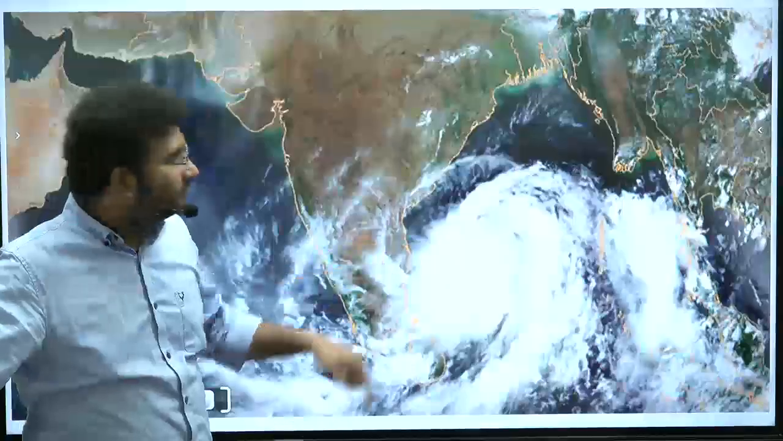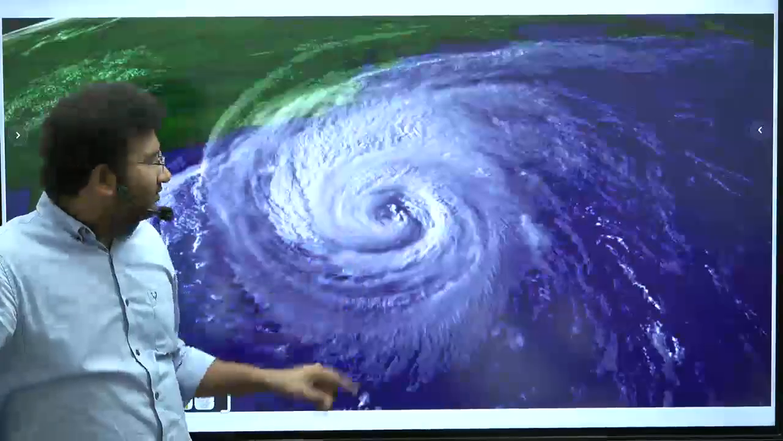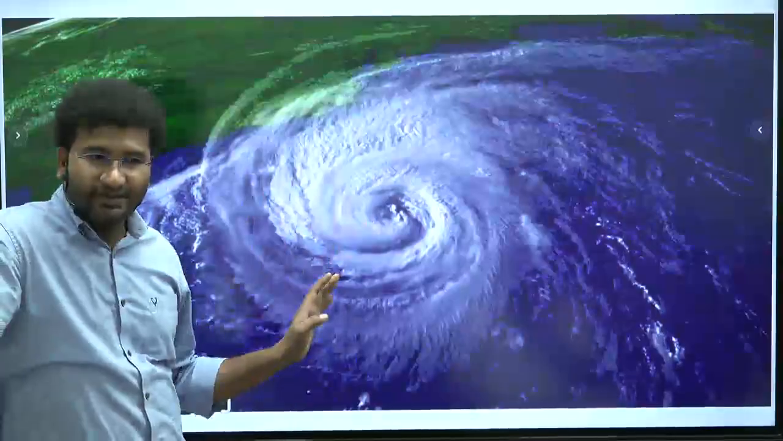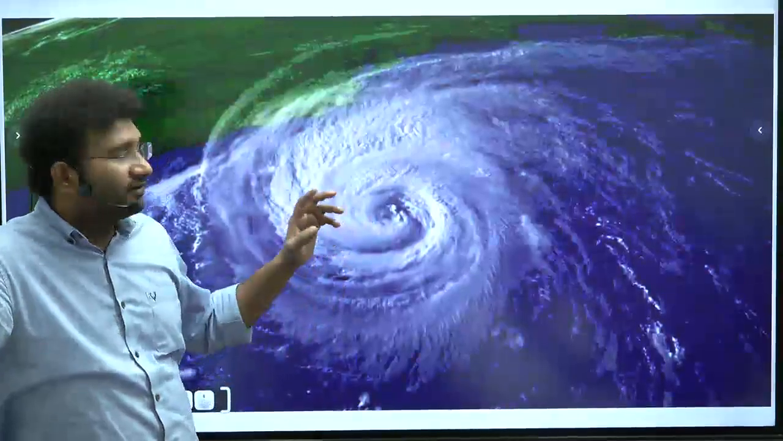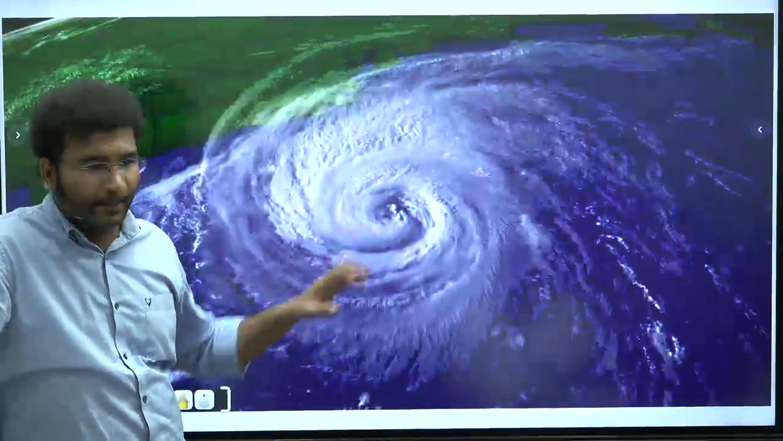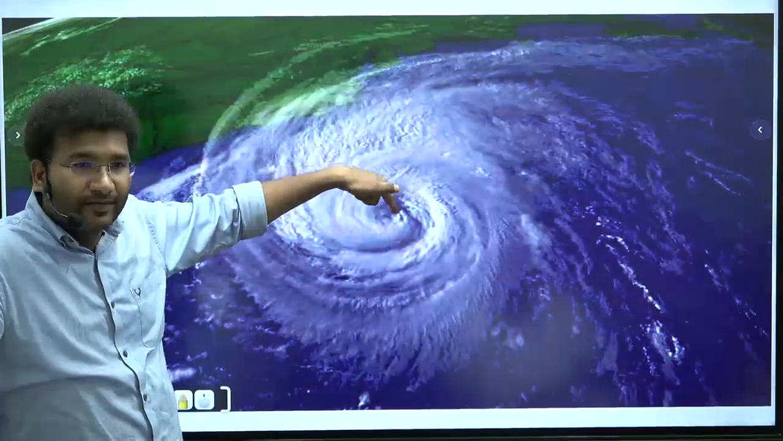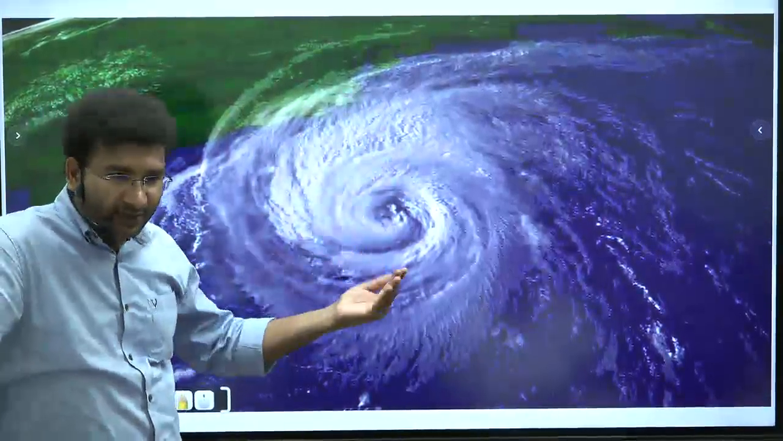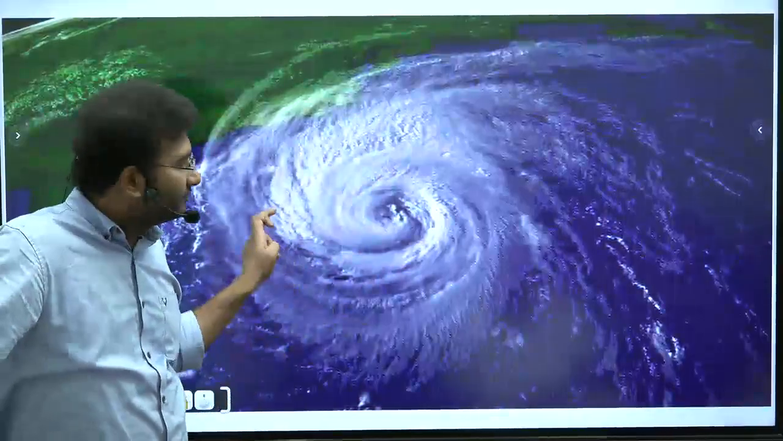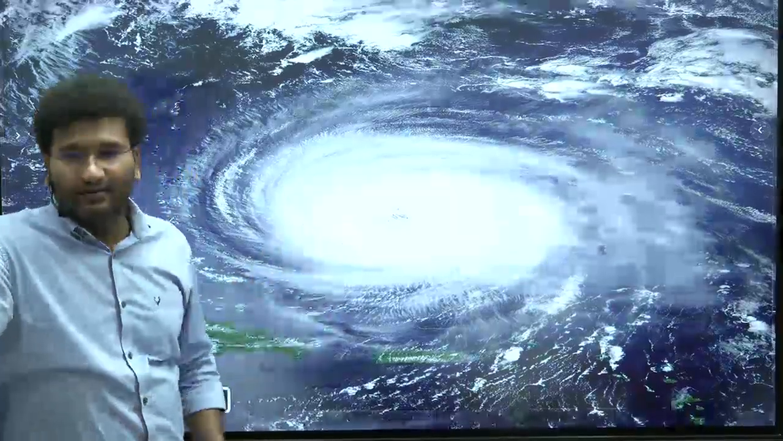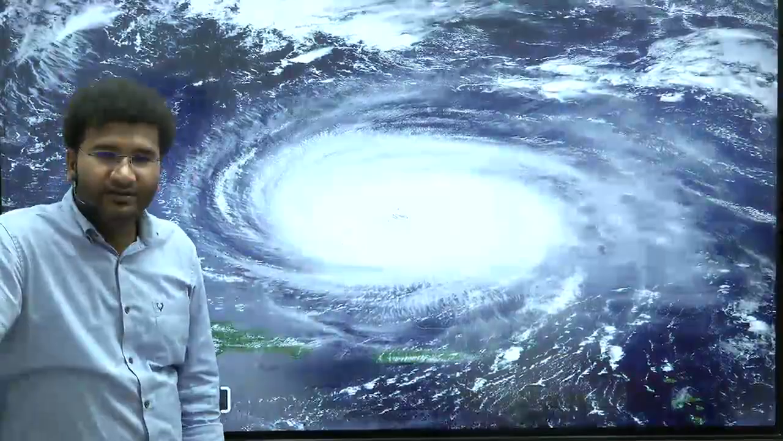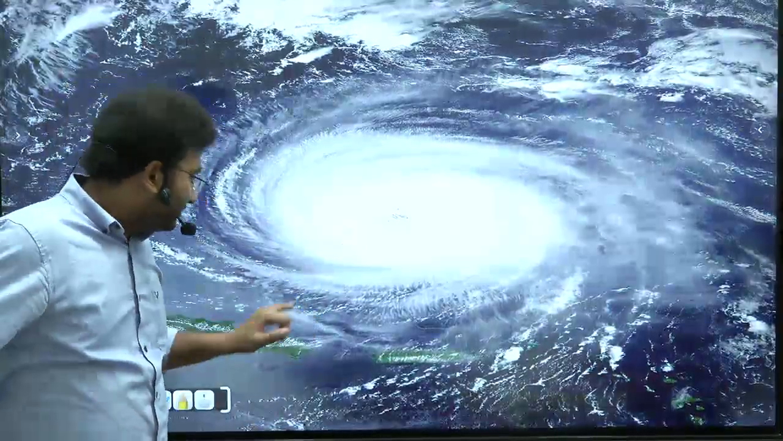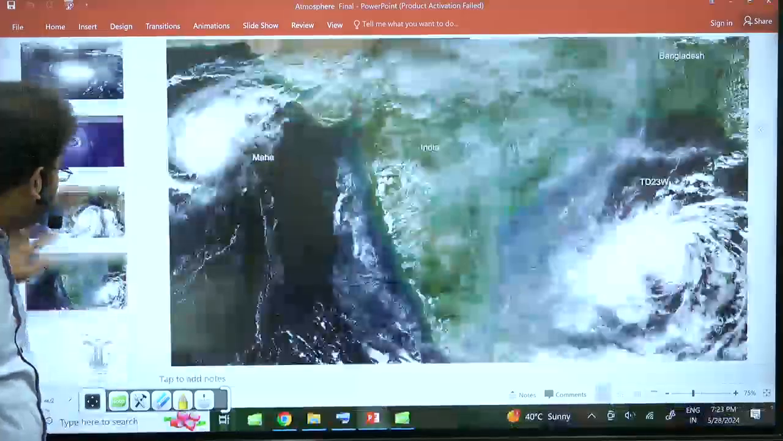This is a cyclone. Literally this is the real image. ठीक है, screenshot लिया था from Himawari 8 satellite. Look at the rotation. The cyclone rotates. While it is moving, it rotates also. Right? Now this is what your tropical cyclone is. Tomorrow we'll discuss more about the tropical cyclone.